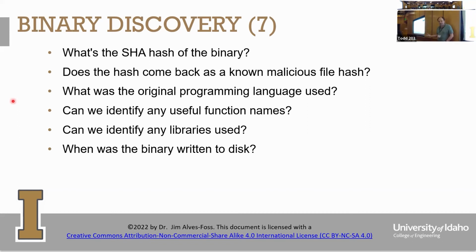There are lots of ways of changing things, though. So the hashes, especially things like images, you can easily modify an image slightly so the hashes don't match anymore, and yet the image still looks the same. Executables, yes, you can do that too, but you don't want to. Unless you're malware, you want to change those hashes all the time. Can we identify any useful function names? And we'll come back to that one.